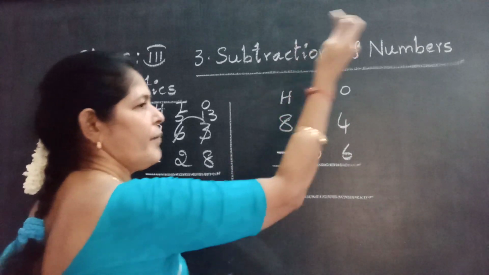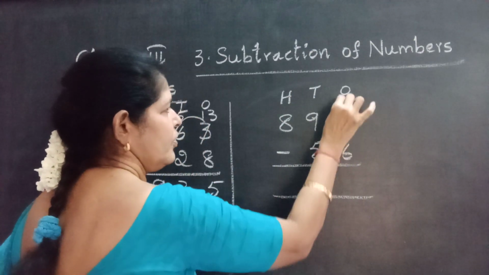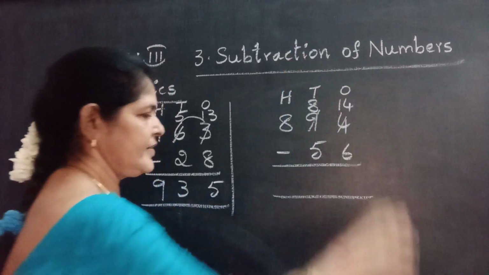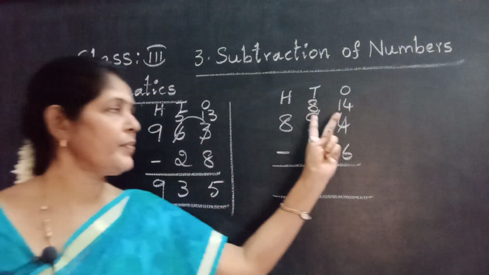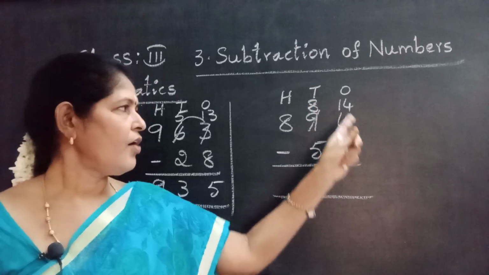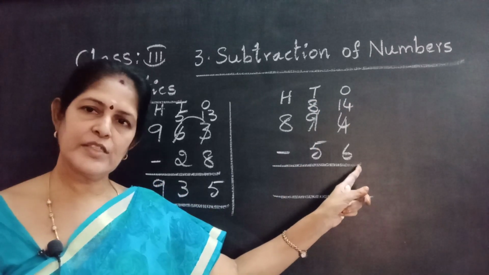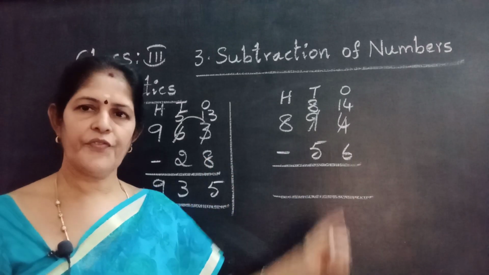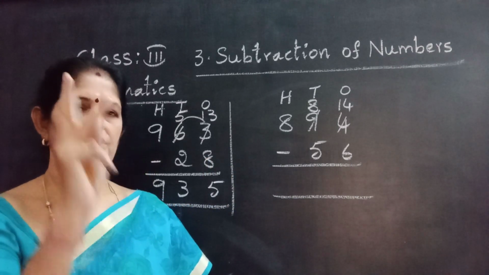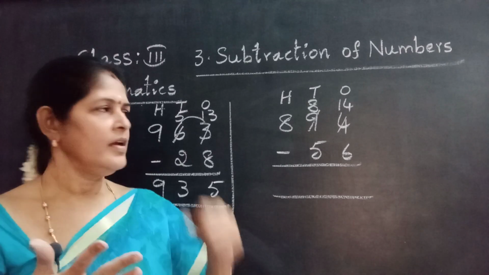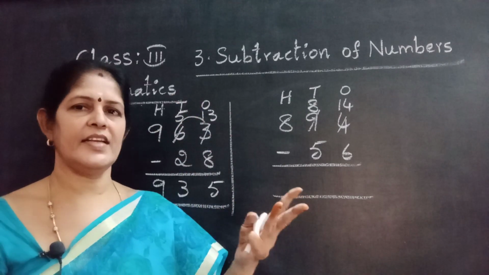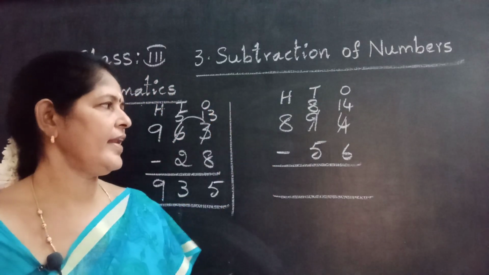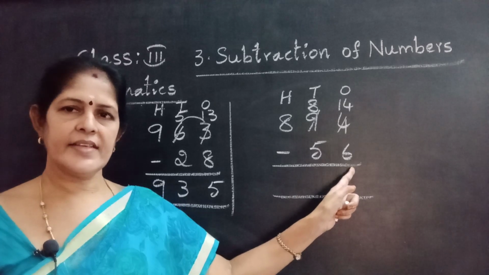One number moves from tens to ones. Then 4 changes into 14. 9 changes into 8. First you have to change the numbers like this. Now 14 minus 6 is possible. Start counting. Close fingers. 6 after 7, 8, 9, 10, 11, 12, 13, 14. Stop counting. How many fingers? 8 fingers.